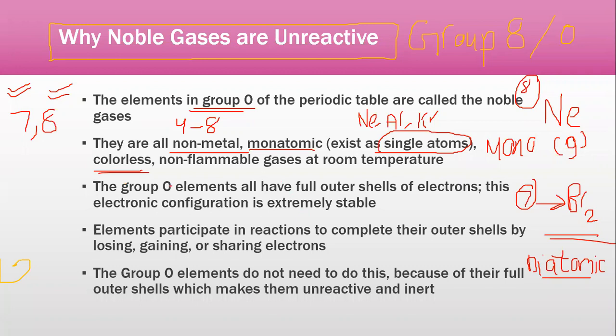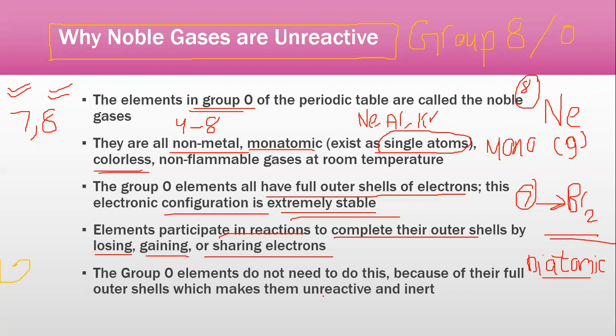Now, why do we call them noble gases? Because the group 0 elements all have full outer shell of electrons. इनका जो outermost valence shell है, that is actually complete. And this electronic configuration is extremely stable. Elements participate in reactions to complete their outer shells by losing, gaining, or sharing electrons. The group 0 elements do not need to do this because of their full outer shells, which make them unreactive and inert. जो group 0 के elements हैं, they are noble gases.